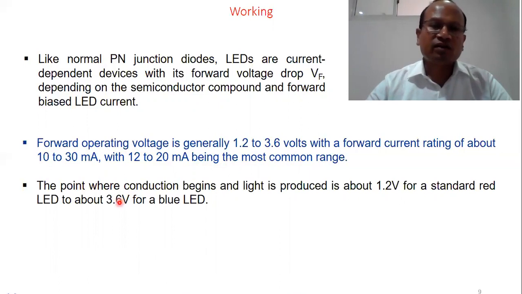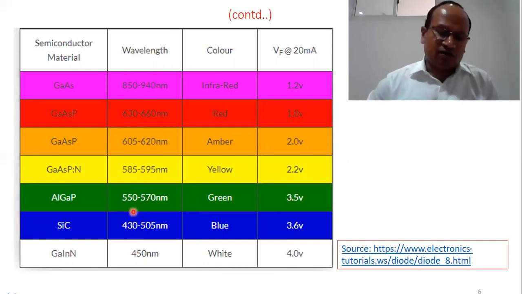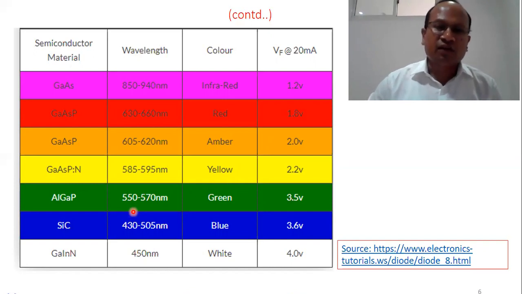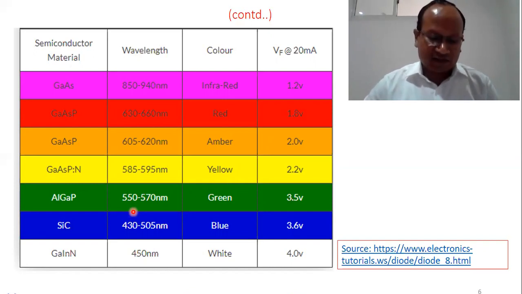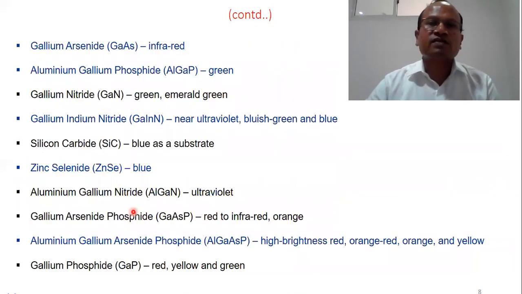The point where the conduction begins and light is produced is about 1.2 volt for a standard red LED to about 3.6 for a blue LED. You see here there are different values; the different colors have different voltages as well.